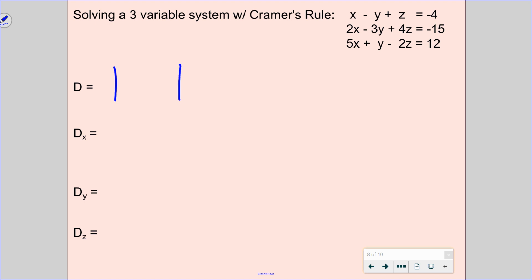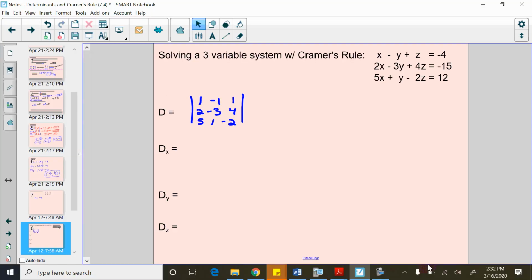The key is setting up each one of these matrices, which I have to see. Okay? And when you're showing me your work, I know it's all going to be in your calculator, but I have to know what you put into your calculator. So for your regular determinant, well, piece of cake, it's just the x, just the y, just the z. So I have a 1, I have a -1, and a 1. I have a 2, a -3, and a 4. I have a 5, a 1, and a -2. And I'm going to put that in my calculator right away and find out what that determinant actually is.